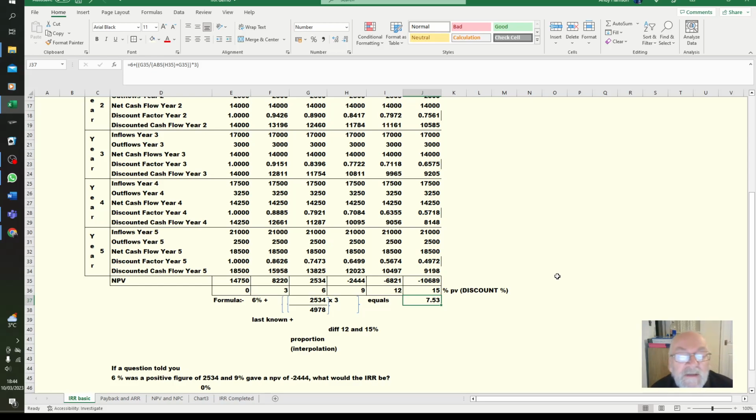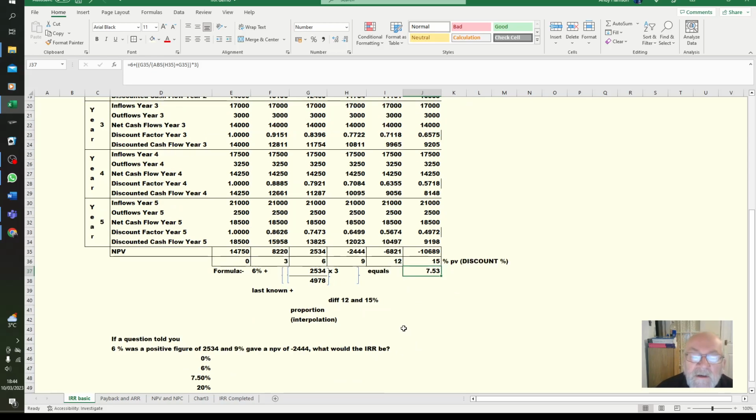I think if we use 7 and 8% it works out at 7.51. And that's all it is. We're working out the proportion. It's called interpolation, or a mathematician would call it interpolation. So this project earns a discount factor of 7.53%, which can be compared to any other investment or an alternative project which may have a different capital expenditure, a different time span. It still works out and it's still comparable.